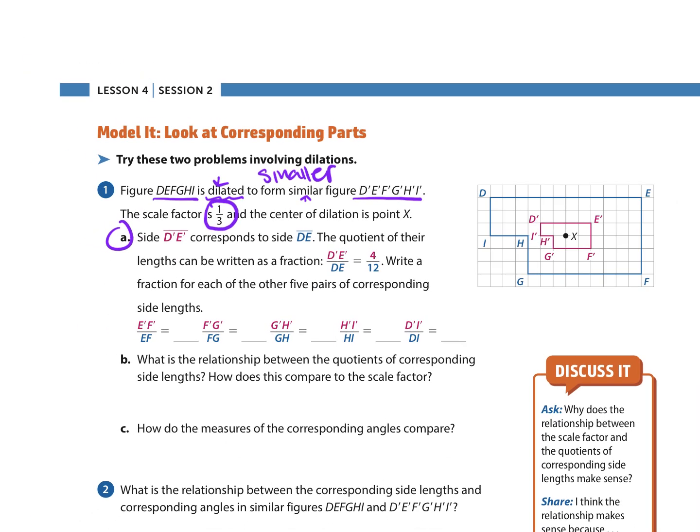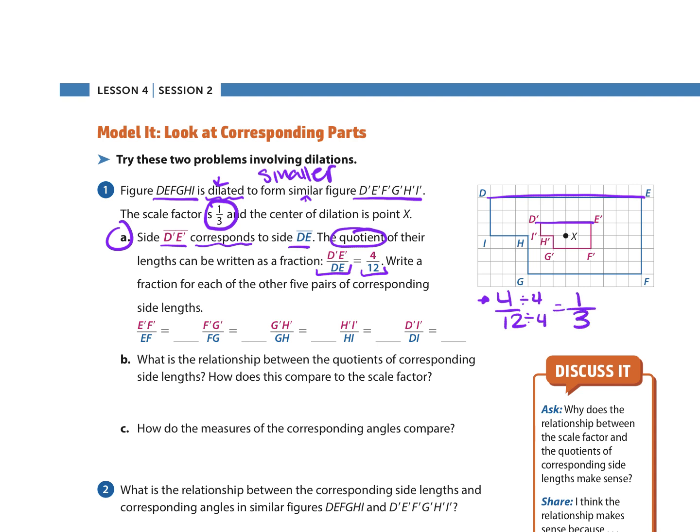So it says D'E' corresponds to side DE, and the quotient of their lengths can be written as a fraction. So whenever you see quotient, just know I need to write the fraction for the corresponding sides. Don't let that word fool you, or trip you up. So D'E' is 4 units and DE is 12 units. But I can make those numbers smaller. So I'm going to reduce, and it's usually by the smaller number in the fraction. So we're going to divide both of these by 4, and we get 1/3.